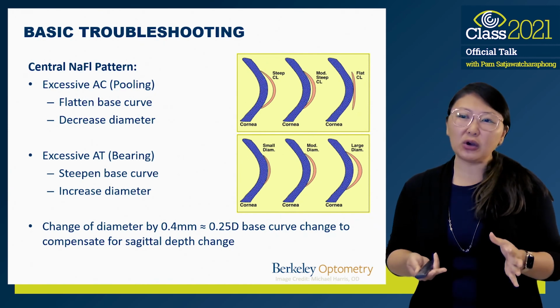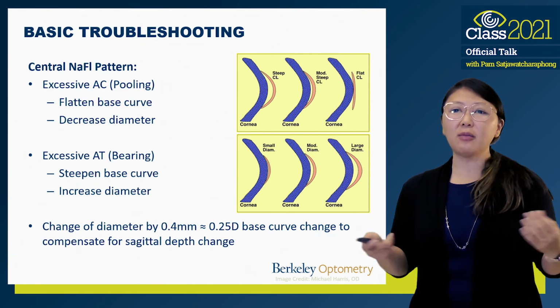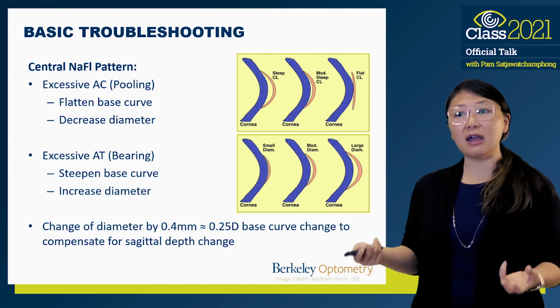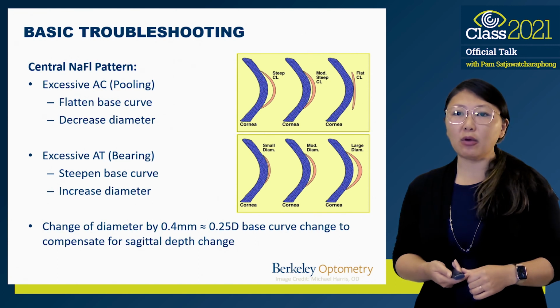So I would say a quarter is not a huge deal, but if you're making a bigger diameter change, like say 0.8, which is more like a half a diopter effective change, then that might be worth making the adjustment on the base curve.